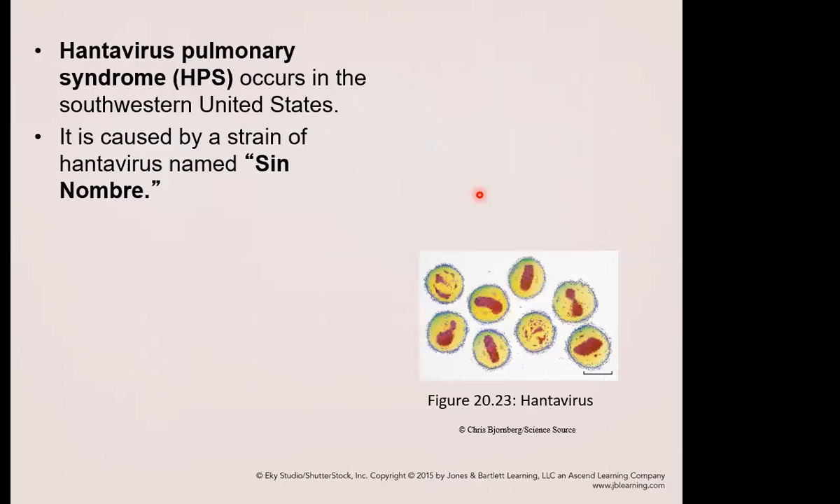Hantaviruses, we now call sin nombre. I believe that means without a name. Yeah? Anybody speak Spanish? Sin, without? You are correct. All right.